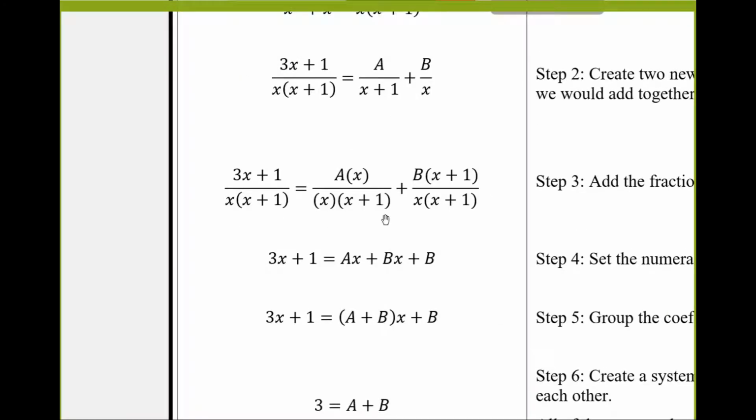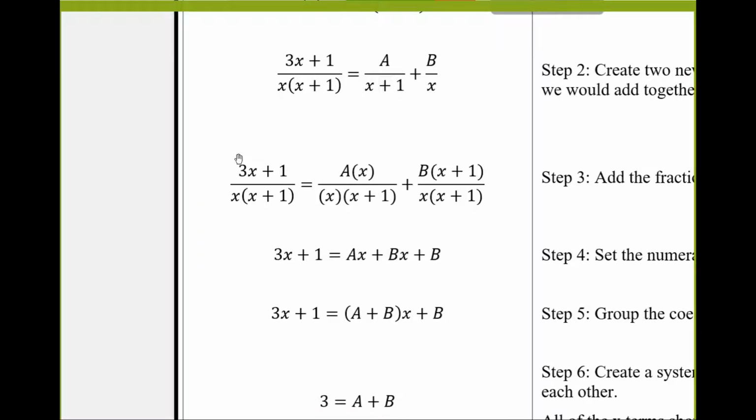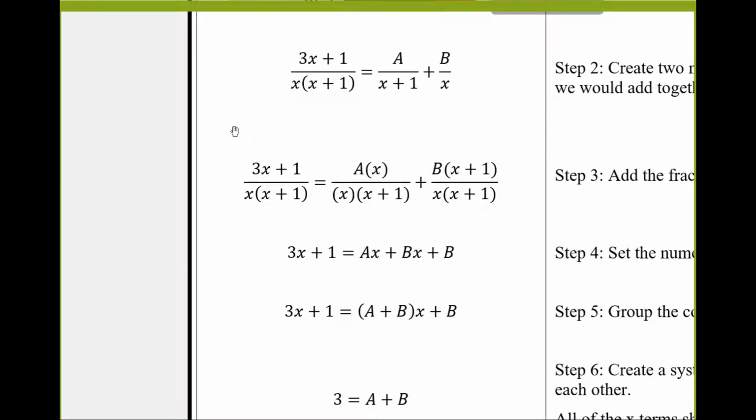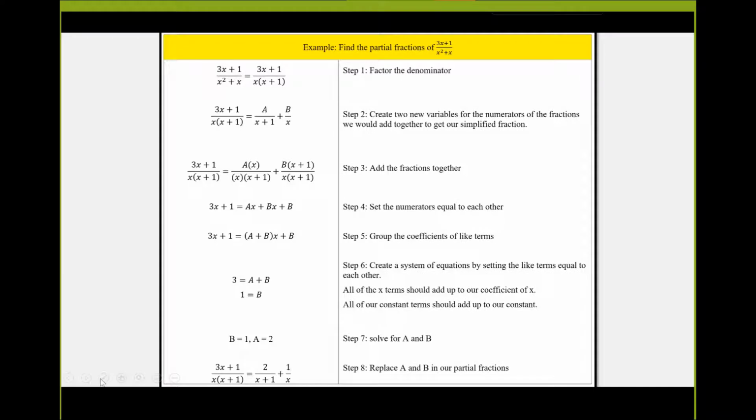That leaves me with, since all of my bottom parts of these fractions are the same, if I multiplied the entire set, so everything, by what was on bottom, x times x plus 1, then my bottom parts of these fractions would cancel for every term. And that would leave me with a formula that we can start to use to solve for A and B. These are all of my numerators.